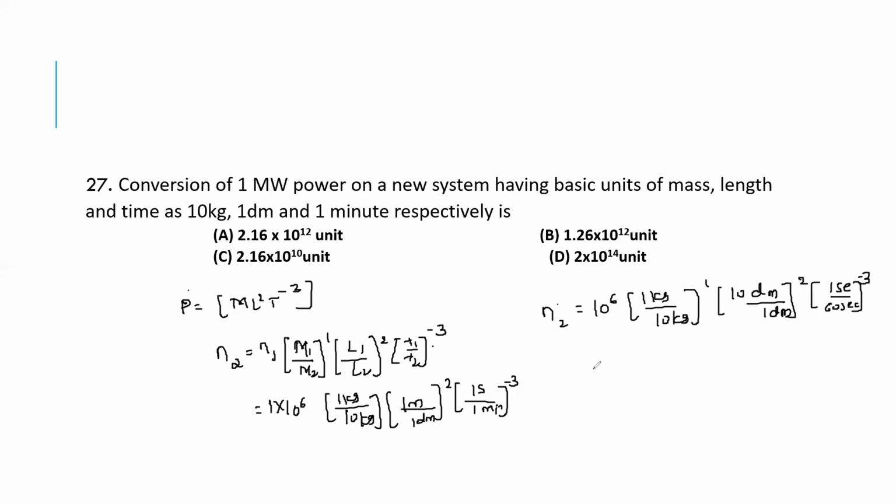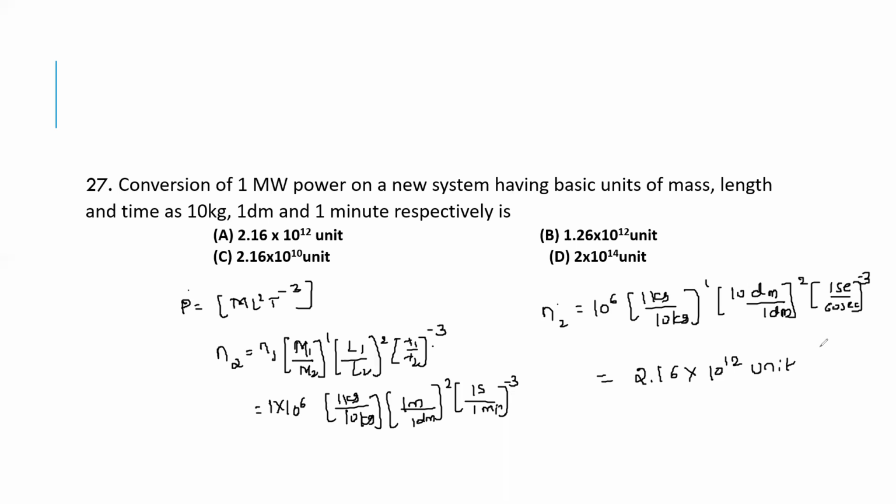So if I simplify this bracket term and multiply it with 10 to the power of 6, we will get it as 8.16 into 10 raised to 12 units. That is option A, the correct option here.